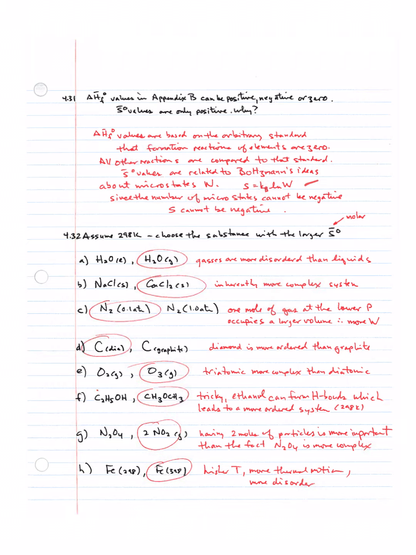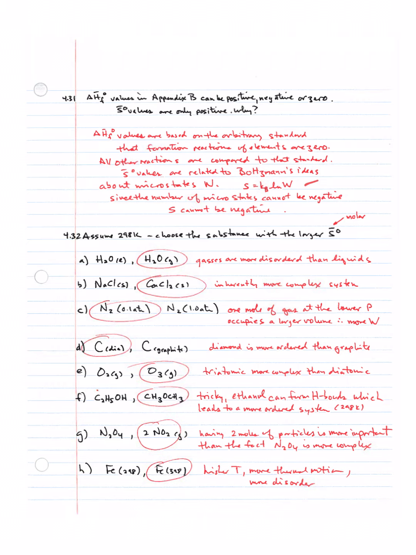If you have a mole of ozone, that's more disordered than a mole of oxygen gas; triatomic is inherently more complex than a diatomic. This one I thought was tricky. If I have a mole of ethanol and a mole of ether, they're the same molar mass, but the ethanol can form H bonds because we're at 298 K, in the liquid phase, which leads to a more ordered system.